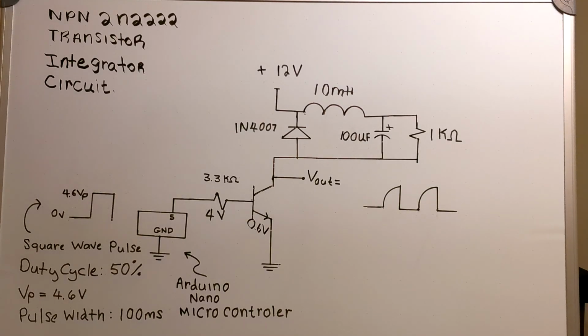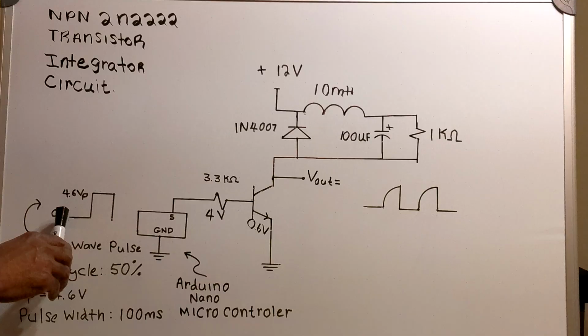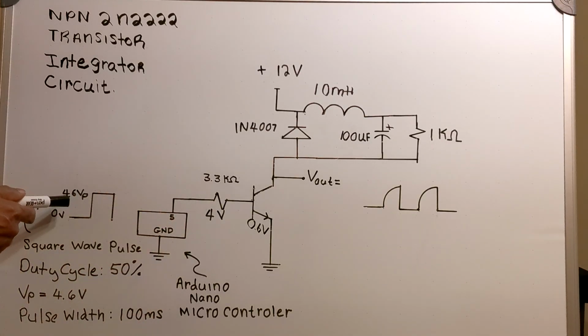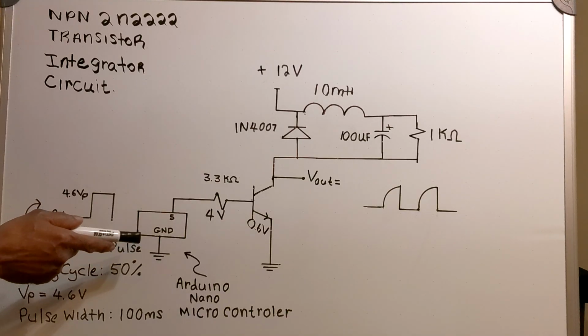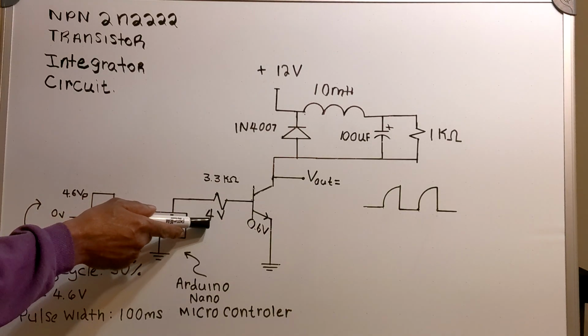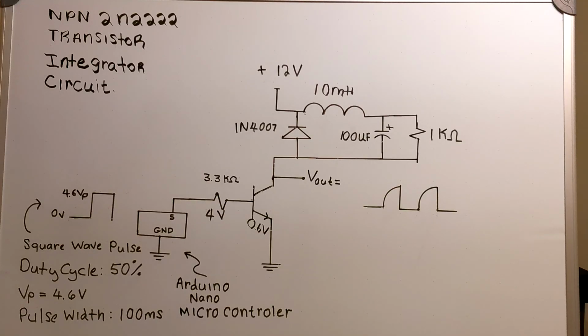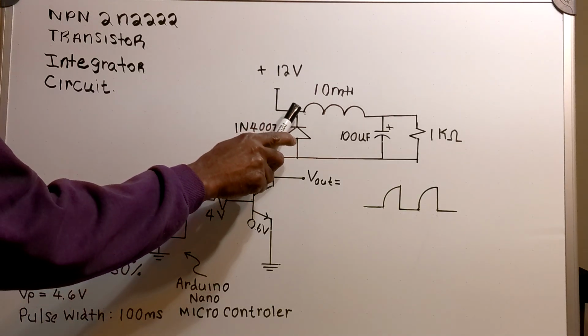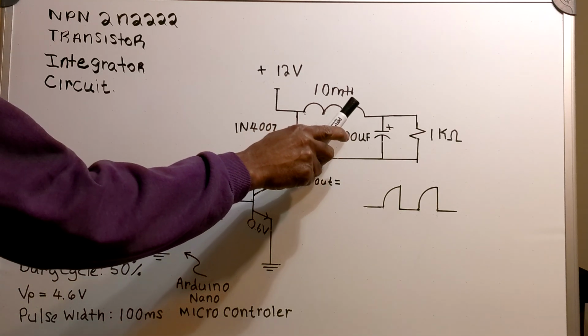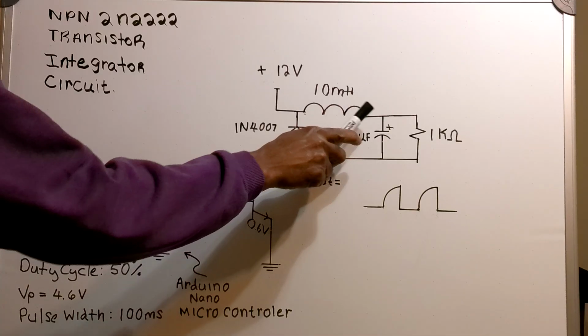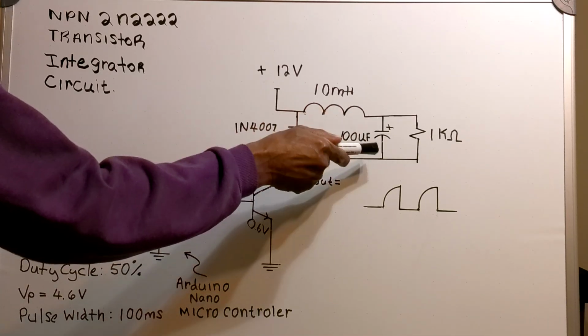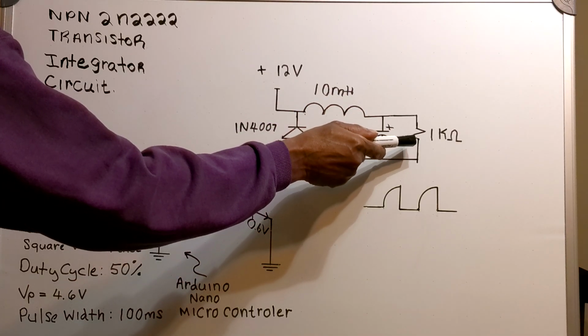Okay, so now what's going on here? The pulse will be going into the base, and the voltage will rise to a peak of 4.6 volts. 4 volts will flow across my resistor, and 0.6 volts will fall across my VBE. Now, as the pulse goes through my inductor, my 100 microfarad capacitor will charge up, and some current will also go through my 1k ohm resistor.